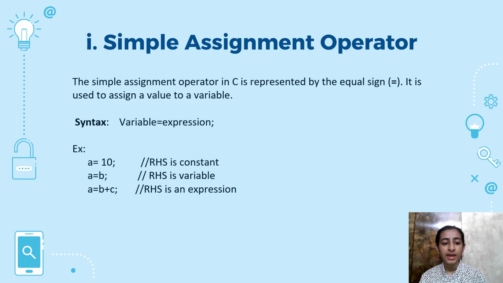For example, A = 10; here the RHS is constant. A = B; here RHS is variable. A = B + C; here the RHS is an expression.